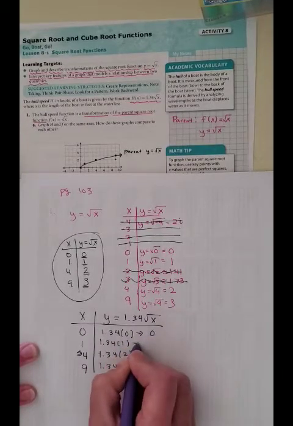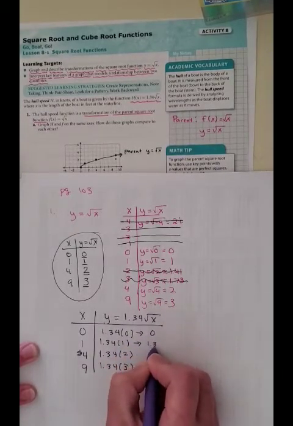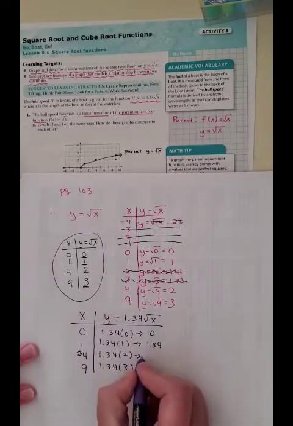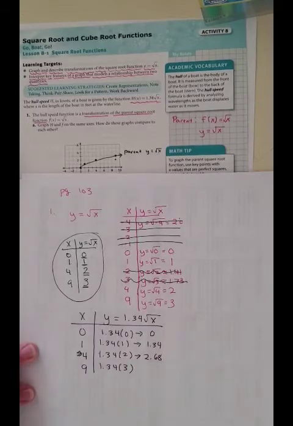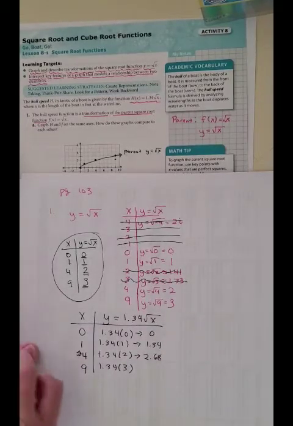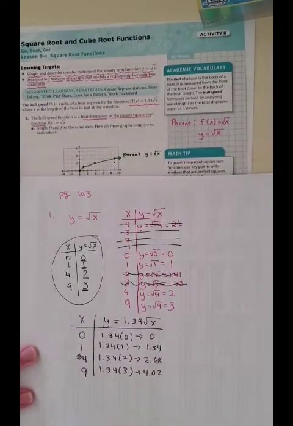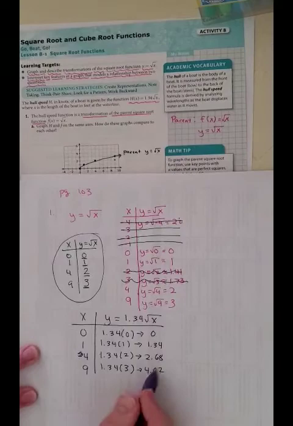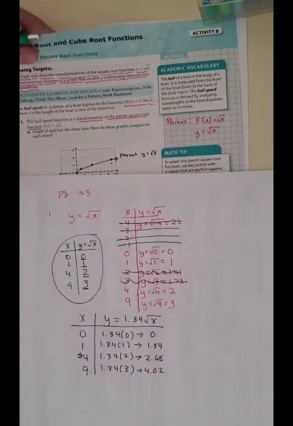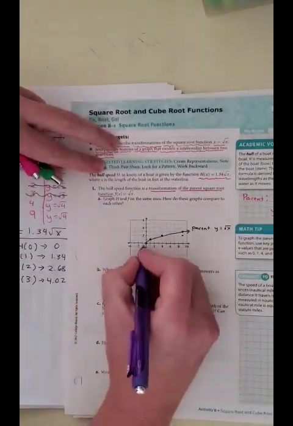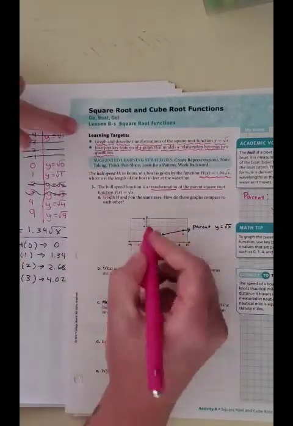This gives me 0. This is 1.34. This is, I'll use my calculator, 1.34 times 2 should be 2.68. And 1.34 times 3 is 4.02. And these are my transformed function values. All right, let's go ahead and graph these. So graphing them, I need to move this off to the side. So I have 0, 0. Oh, I'll do this one in pink. That way you can see the difference.